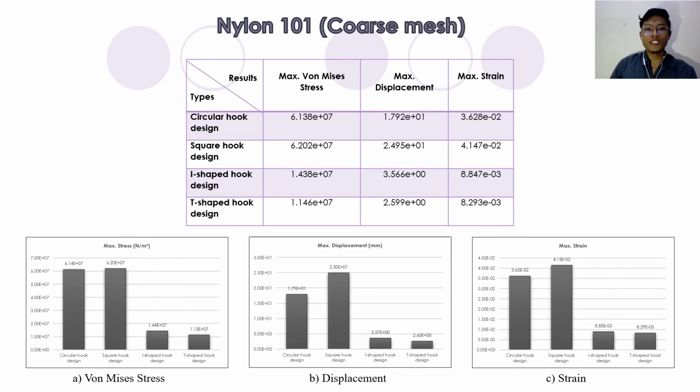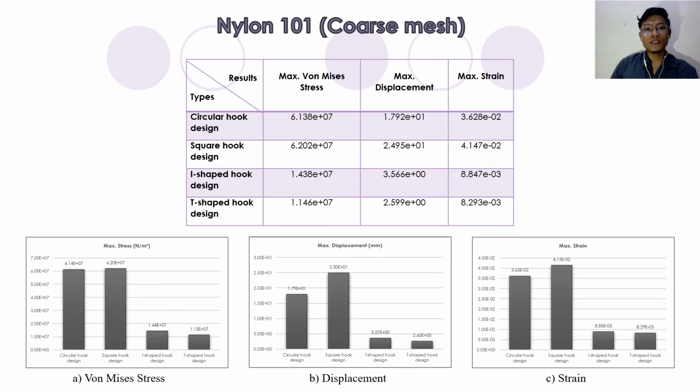Next is the displacement. This mesh gets a different result from the fine mesh even though it uses the same material. The highest displacement for this part is the square shape hook design. The displacement for the square shape is 24.95 mm, while the lowest remains the same, which is T shape with 2.599 mm.